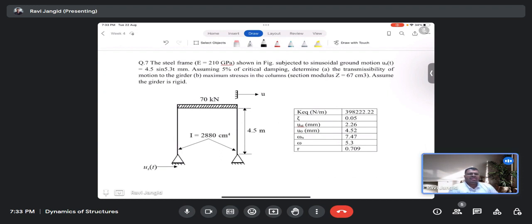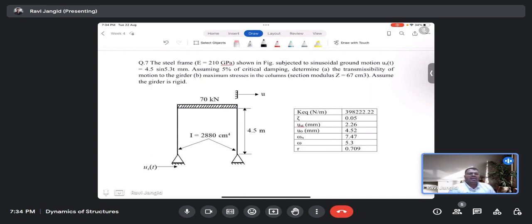In question 7, we have the same kind of problem that we did in the last class. In that we calculate the RD and then find out the stress at the column. Whatever calculation we performed in the last class, we do not need to perform here, because I have already given you the K equivalent, U static, U naught, and omega. So you don't need to waste your time calculating the things again.